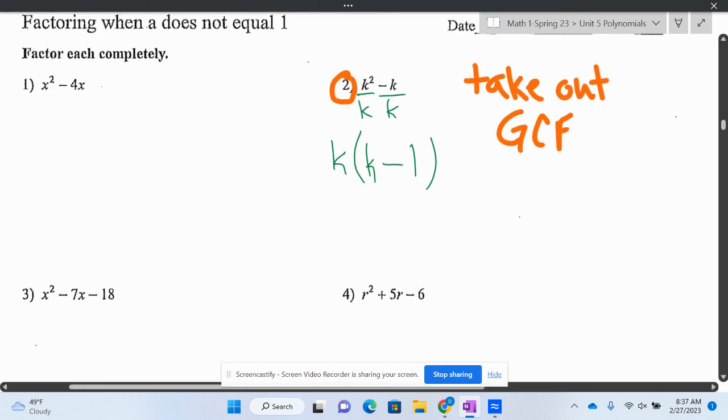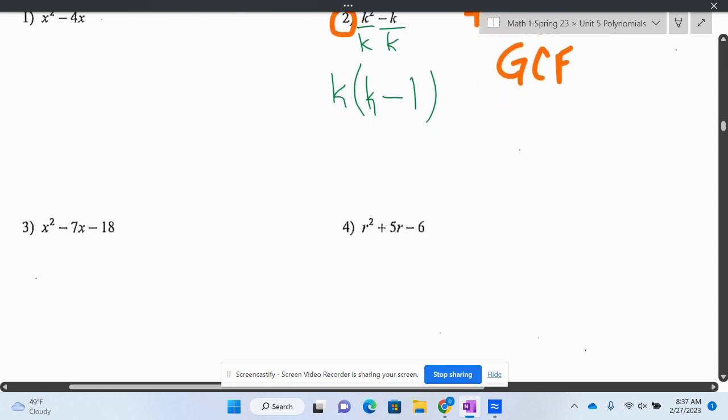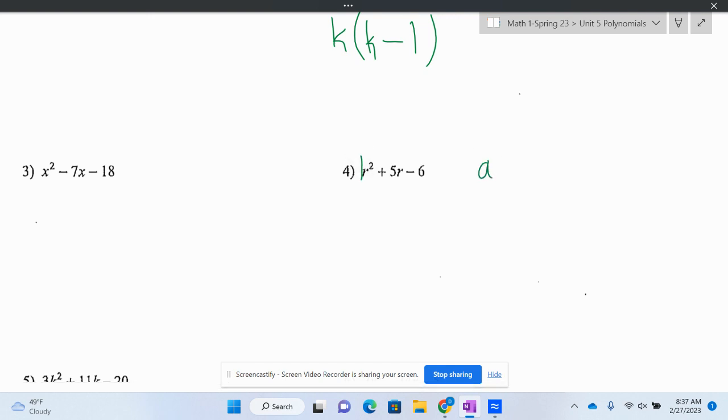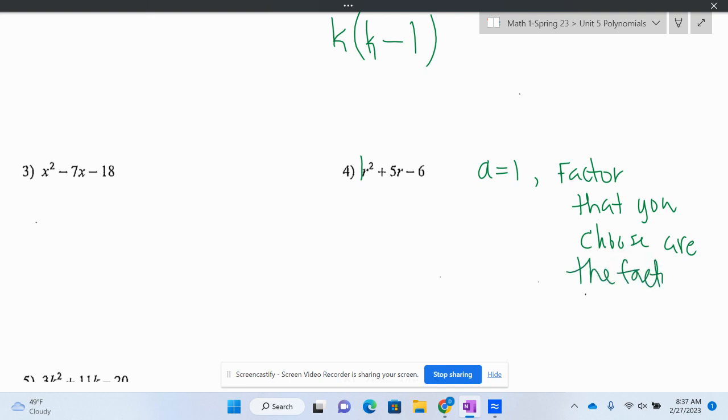Number 4, what is the number that represents a? Like, what is my leading coefficient or the value of a? It's 1, right? When a equals 1, remember, the factors that you choose from your factor box are the factors you use. That only works when a equals 1.